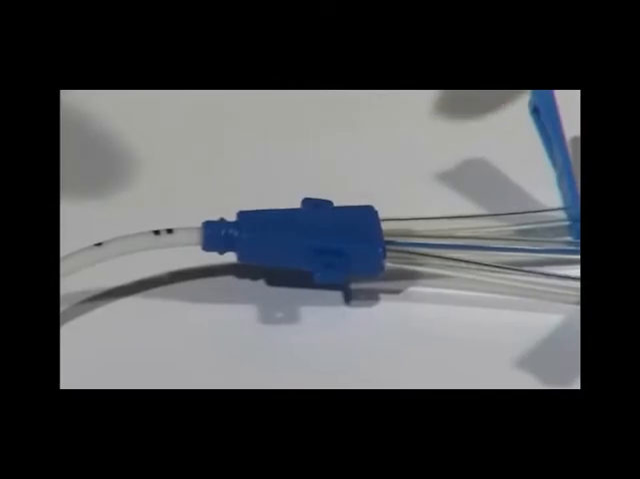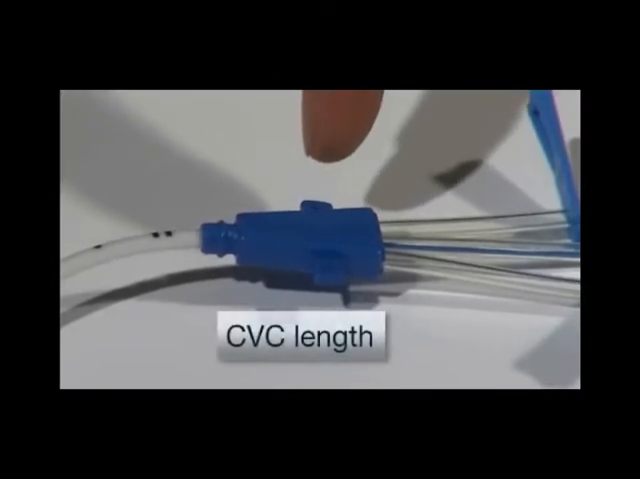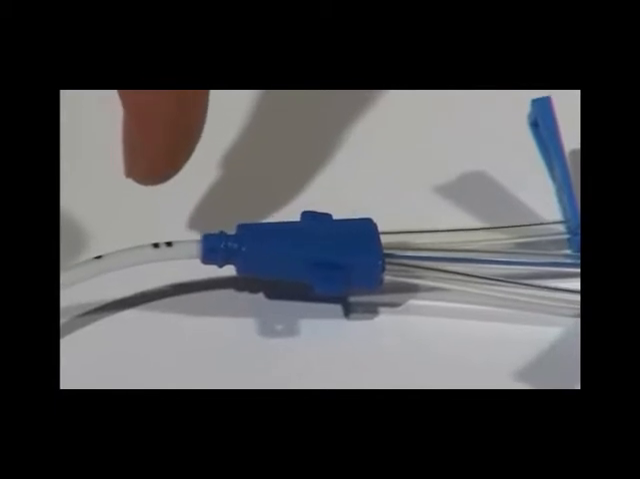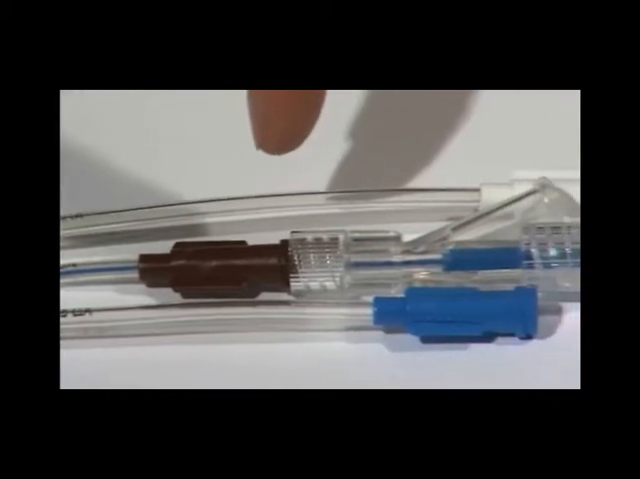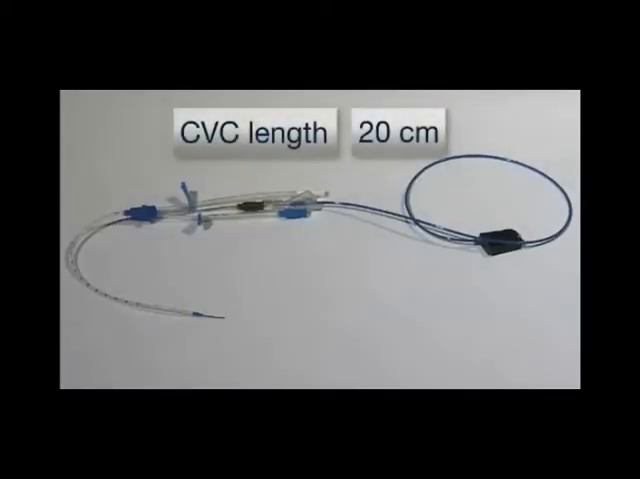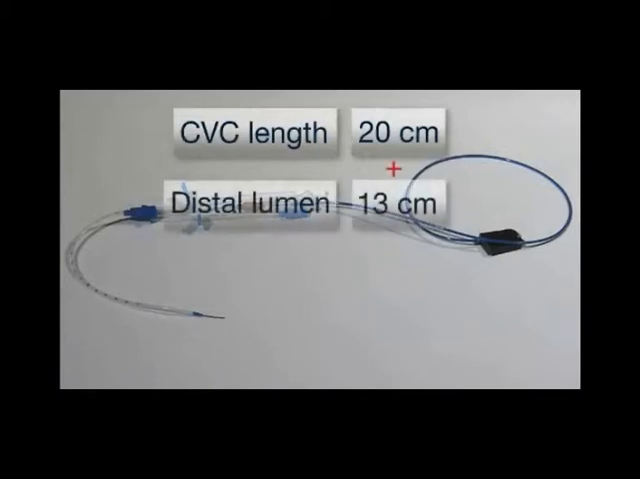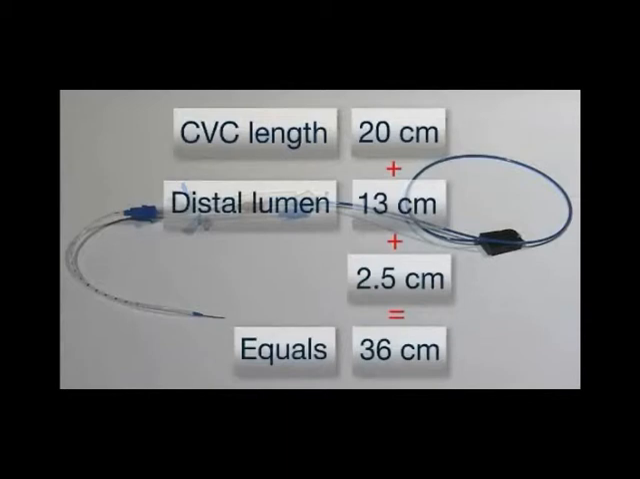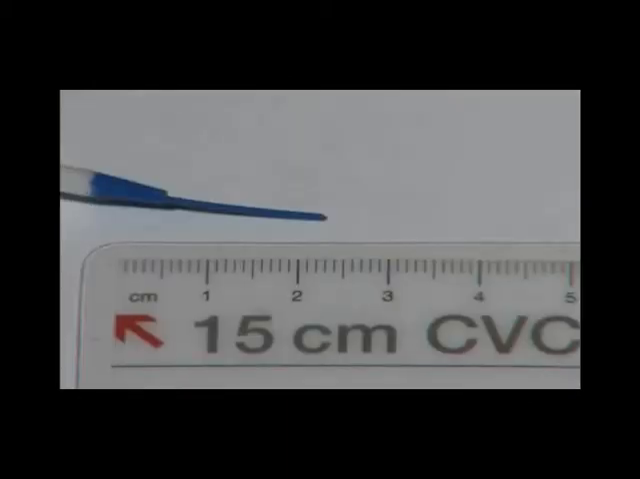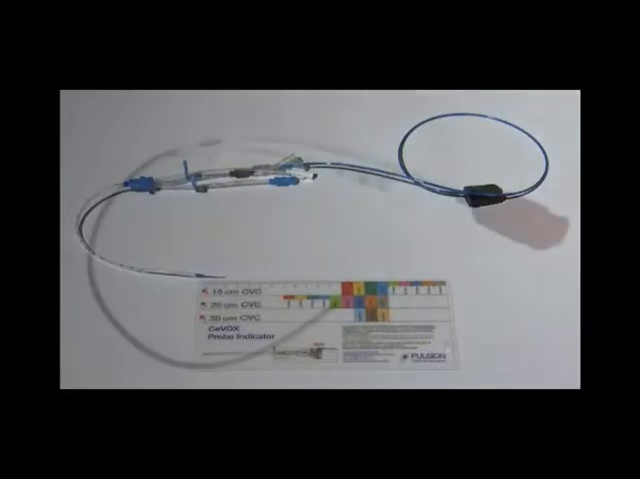The first step is to read off the length of the CVC, for example 20 centimeters. The second step is to add the distance from the last length mark to the Luer lock of the distal lumen. In the example, this is 13.5 centimeters. The third and last step is to add 2.5 centimeters to this and then round it up. In this example, the appropriate probe would be 36 centimeters long. Alternatively, you can determine the appropriate probe with the probe indicator.